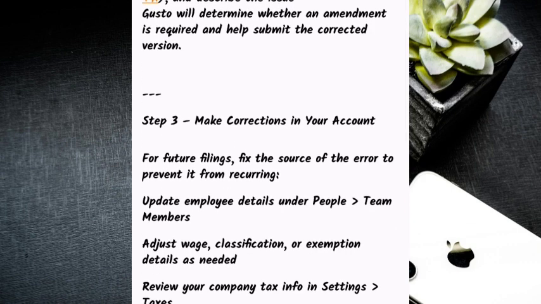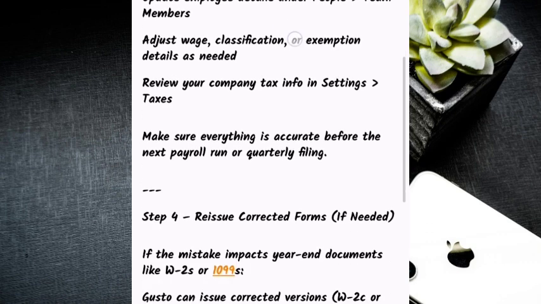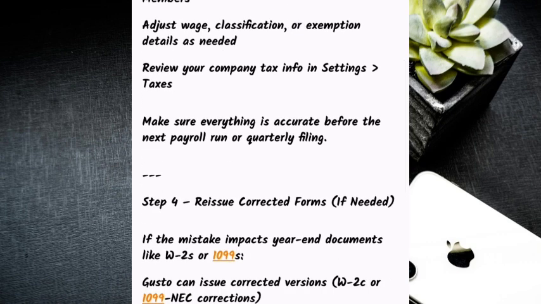Step 3, make corrections in your accounts. For future filings, you want to fix the source of the error to prevent it from recurring. All you got to do is update employee details under people and team members. So go to the people tab and then click team members, and then you can adjust wages, classifications, or exemption details as needed. You can also review your company tax information in settings, taxes. So go to settings and select taxes to review your company's tax information, and make sure everything is accurate before the next payroll run or quarterly filings.